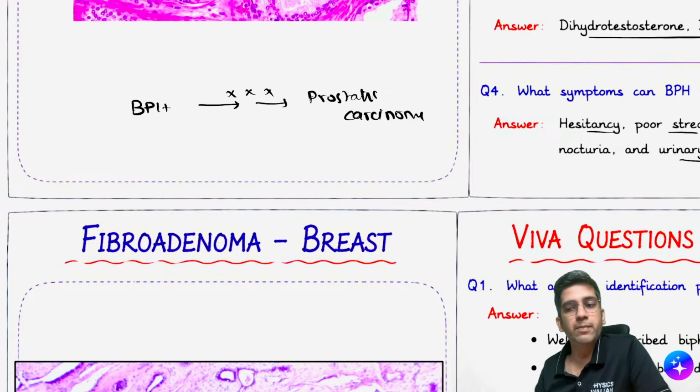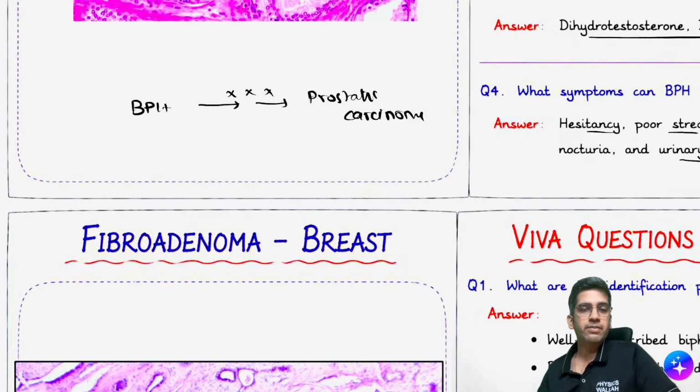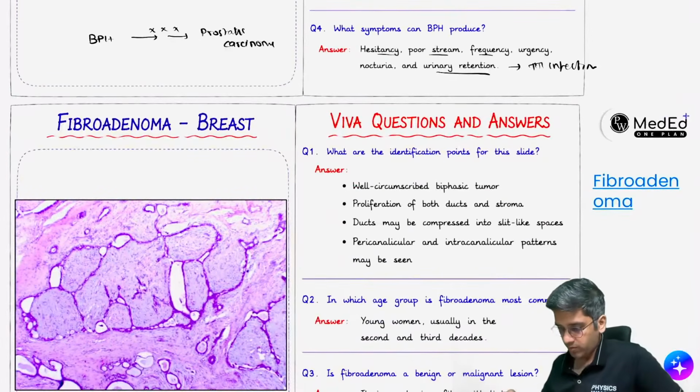Like endometrial hyperplasia will become endometrial adenocarcinoma. It's a precursor lesion, but BPH is not a precursor lesion for carcinoma. Remember them because it's outside the template. You might forget them. Fine. Next, fibroadenoma. Let's see if these slides work.